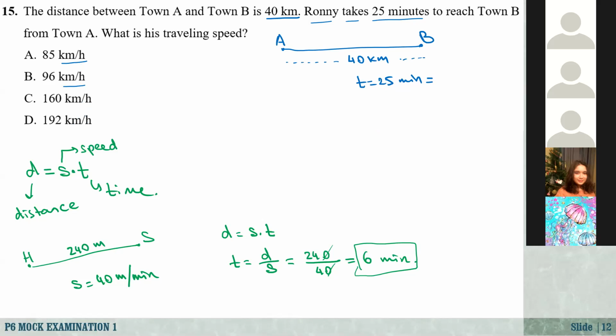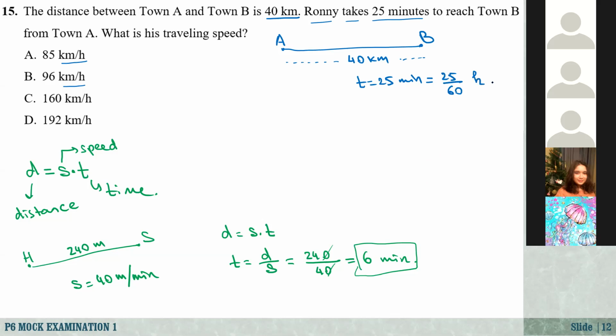25 divided by 60, right? To change minutes into hours, we have to divide by 60. Why? Because in 1 hour we have 60 minutes. So 25 minutes is 25 over 60.